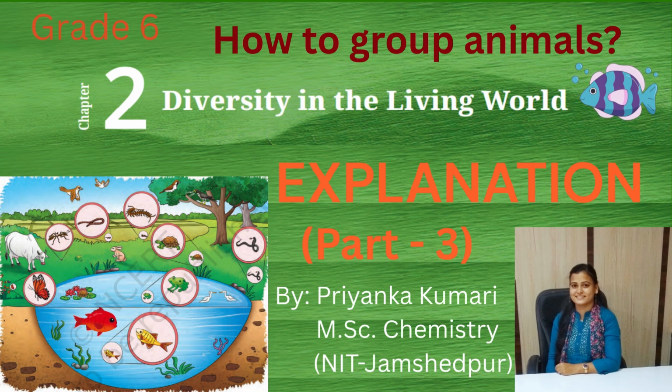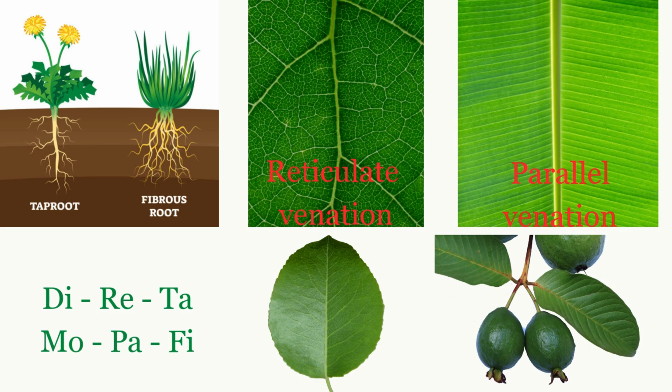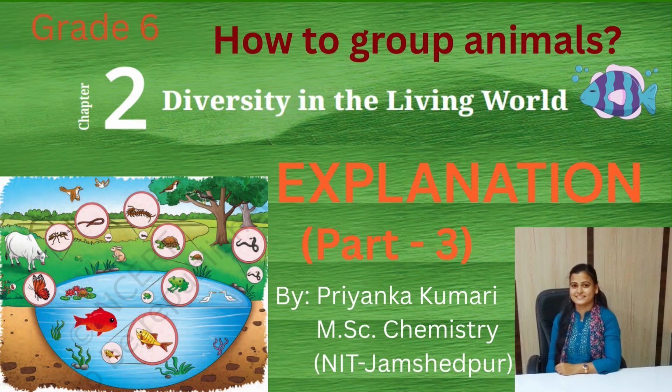Hello, my little learners. I hope you all have watched part 1 and part 2 of the chapter Diversity in the Living World. In part 2, we already learned how to group plants, different types of roots, types of leaf venation, and how seeds, roots, and leaf venation are related. Now, in part 3, we will discuss how to group animals based on their features, movements, and habitats.